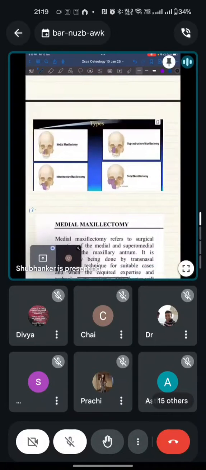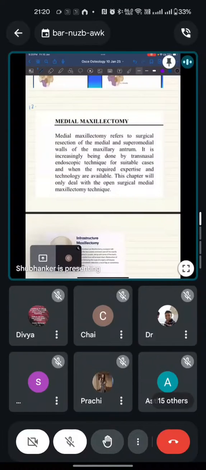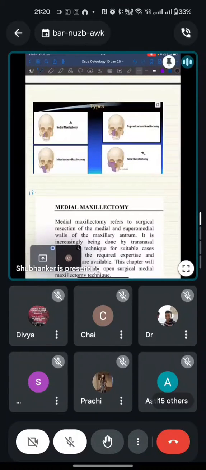Okay. Now coming to types of maxillectomy. These are the more common types of maxillectomy which we see routinely. This is the medial maxillectomy. This you have to remember, and then total maxillectomy. This you have to remember. Not much. I'll not take you more into the theory so that you don't forget everything. These two you have to remember.